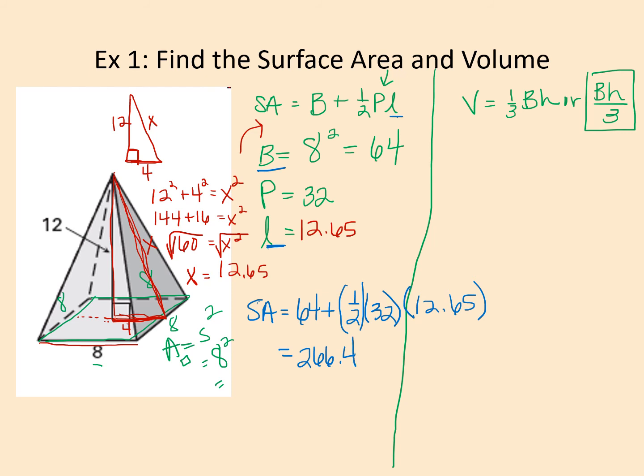266.4. And again, I have to give it a good label, but there's no label here, so when I'm talking about surface area, remember that's just units squared. Okay, so surface area is always units squared, volume is units cubed.